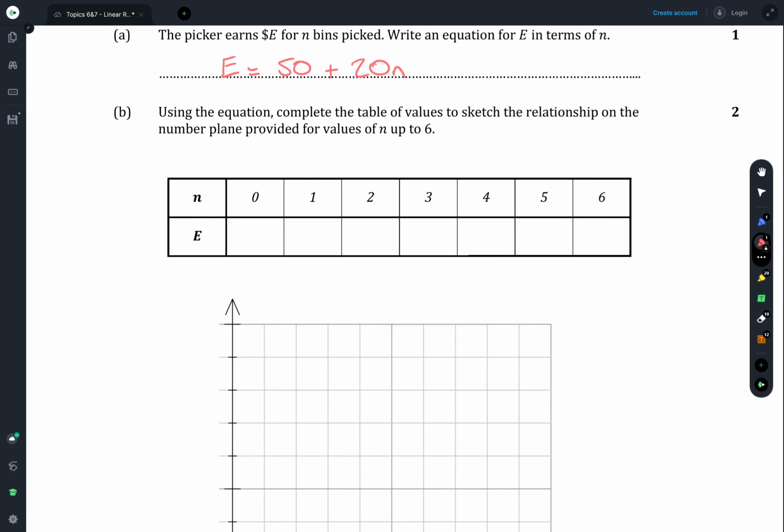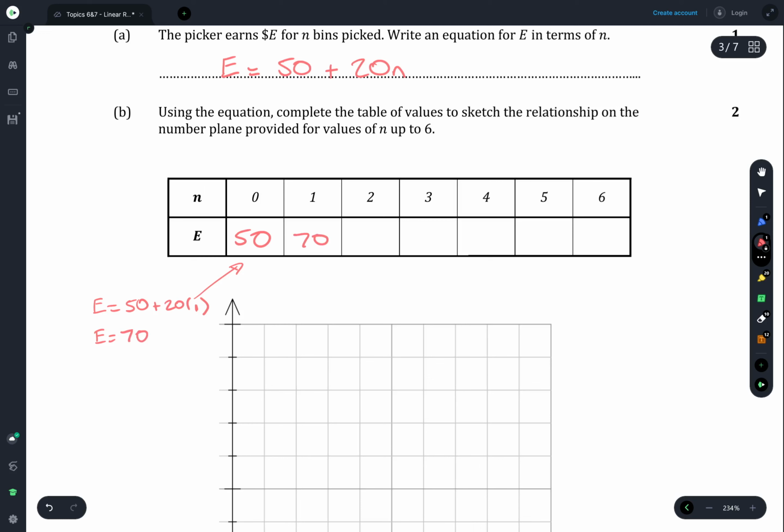Going on to the next question. Using this equation, complete the table of values to sketch the relationship on the number plane provided for values up to 6. So what we're going to do now is complete this table of values by subbing these values in. First of all, if I make N equal 0, I'm saying E equals 50 plus 20 times 0. Well, 20 times 0 is 0, so I get E equals 50. So we'll put that number in. Now if N equaled 1 instead, that's going to be 50 plus 20 times 1, and that's going to equal 70.